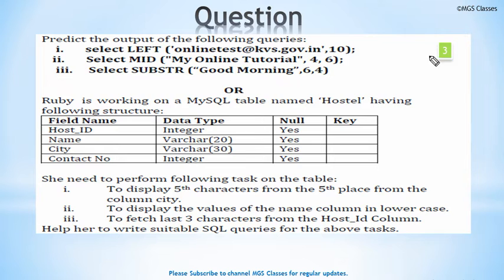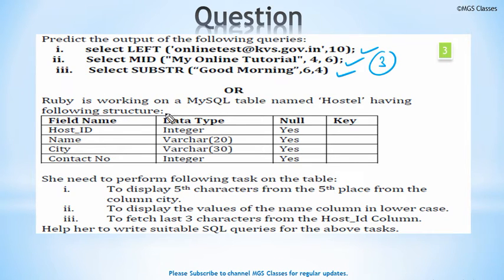So this question is of 3 marks and it has the internal choice. Either you can attempt this question or another question that is given as OR. So you have to attempt any one of these questions. The first question is to predict the output of the following queries. You will get the 3 marks for writing the correct output, 1 mark for each query.